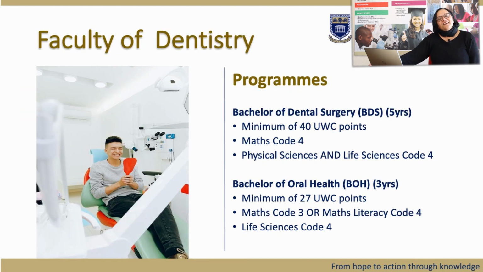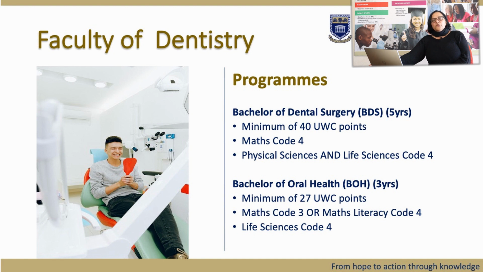Our next faculty is our Faculty of Dentistry, and there we offer 2 degrees. The first is your Bachelor of Dental Surgery, that's a 5-year degree, and your second is the Bachelor of Oral Health, which is a 3-year degree. For dentistry, which we typically refer to this degree as, you need a minimum of 40 points, Maths Code 4, and Physical Sciences and Life Sciences.